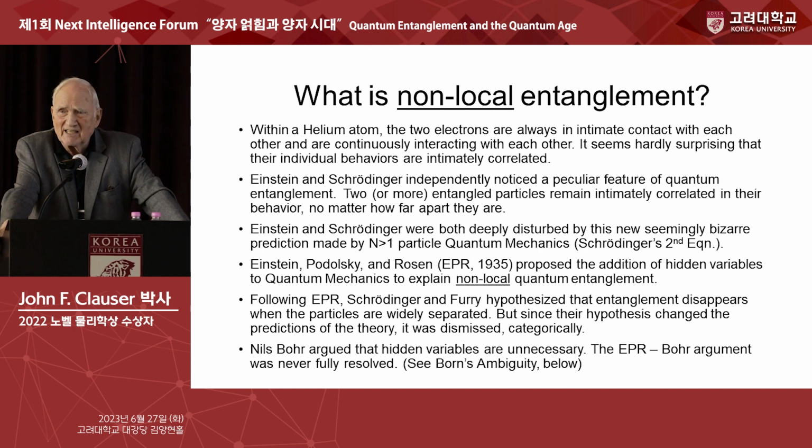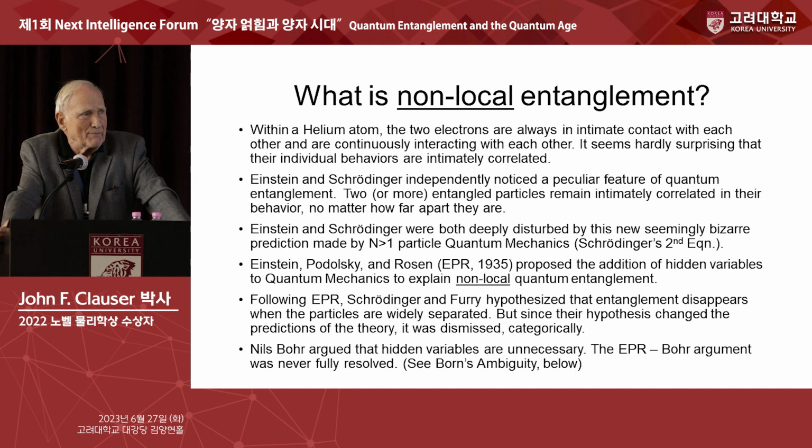So in 1935, Einstein, Podolsky, and Rosen wrote a very famous paper that proposed the addition of additional variables in quantum mechanics. They proposed that quantum mechanics was really an incomplete theory and that we needed some new variables inside the theory to explain this intimate correlation.